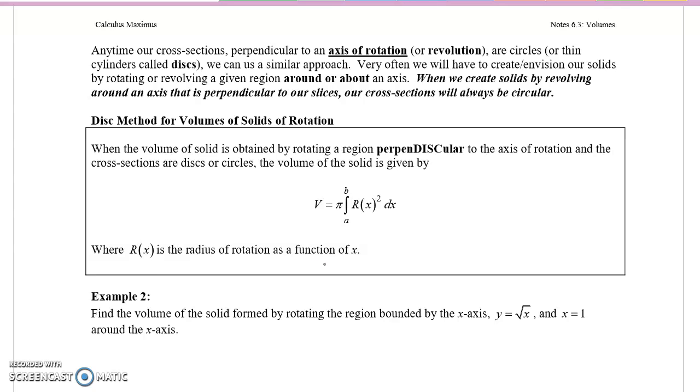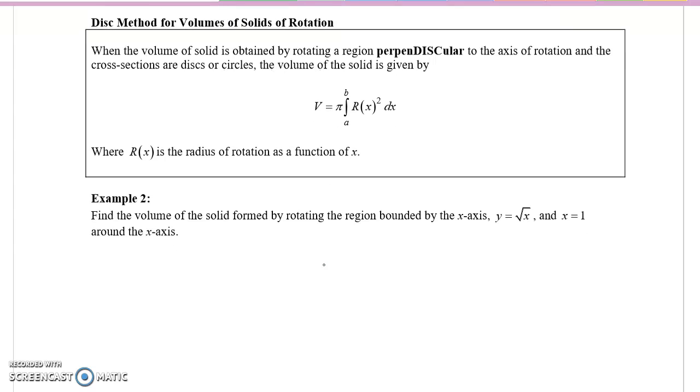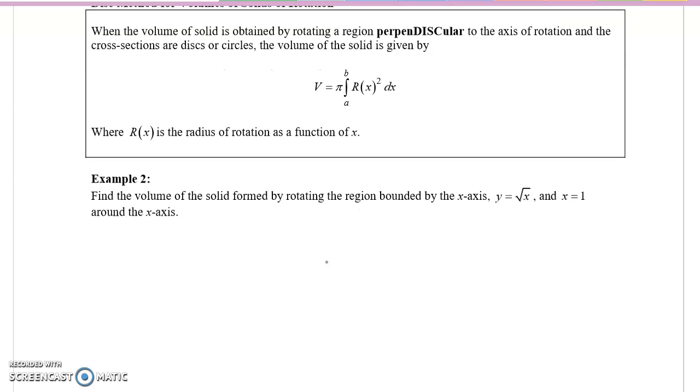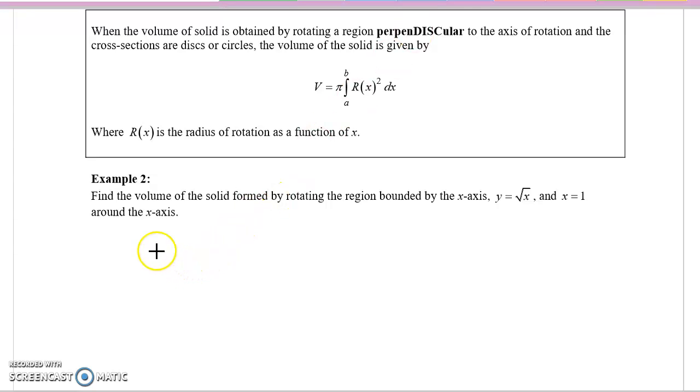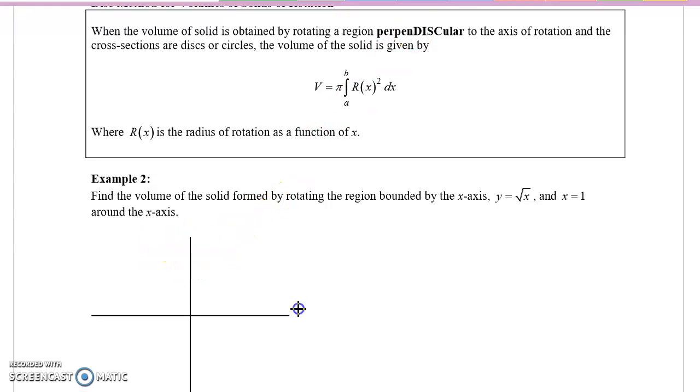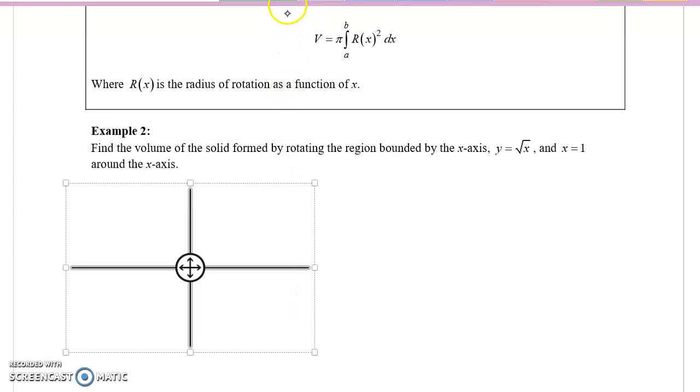Okay, so in this particular example, we've got a region bounded by the x-axis, and the curve y equals the square root of x, and the line x equals 1. So these are all very basic things to be able to graph. Of course, the x-axis is easy. The x-axis is right here. Okay, it goes both directions.